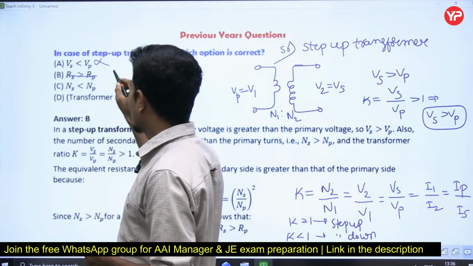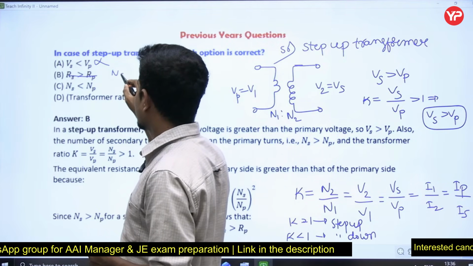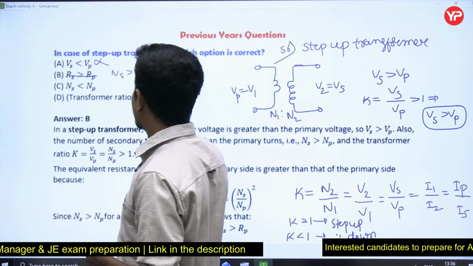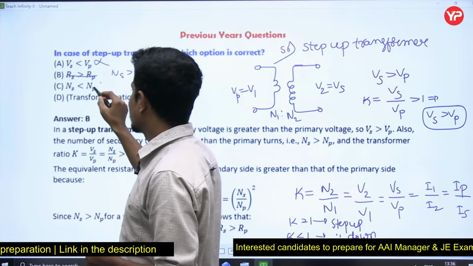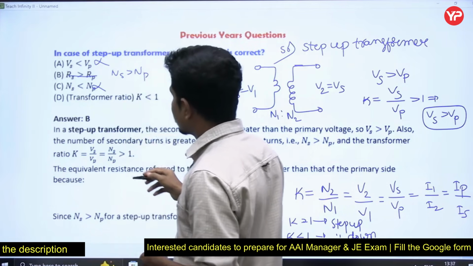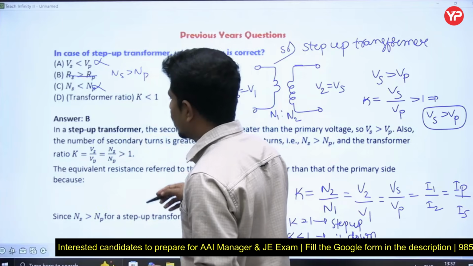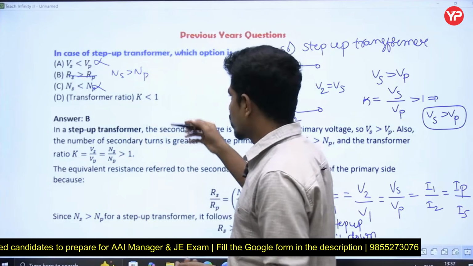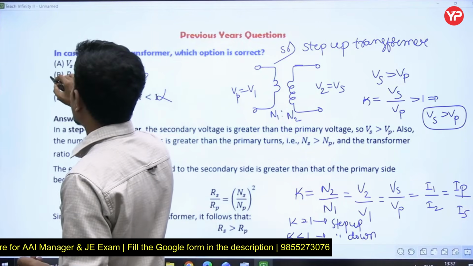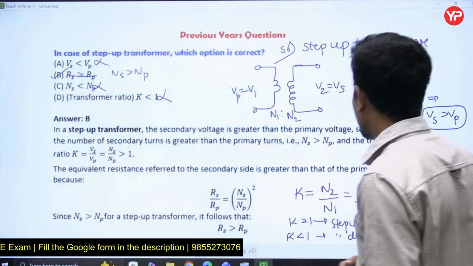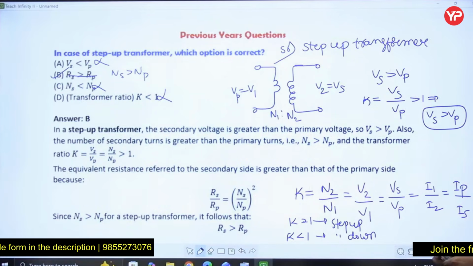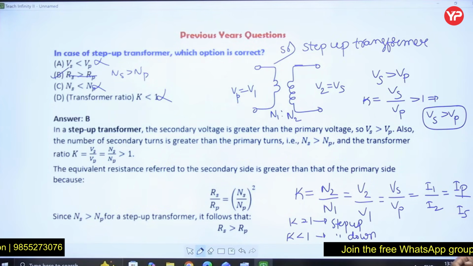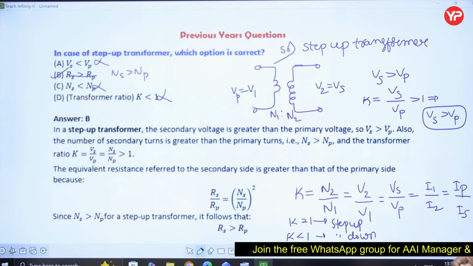Here this is not RS, this is NS greater than NP. Here this is NS less than NP, wrong. The transformer ratio, in fact called the transformation ratio, which is less than 1, is not correct. Therefore option B is correct. Option B for Bombay is correct, right? The convention they've given is wrong, that is NS, not RS, right?